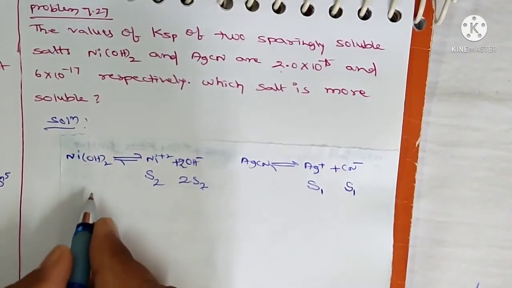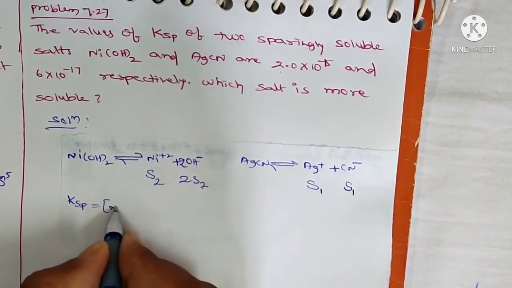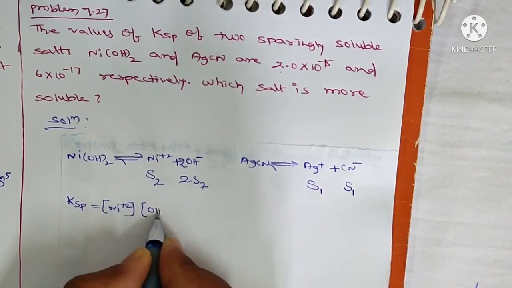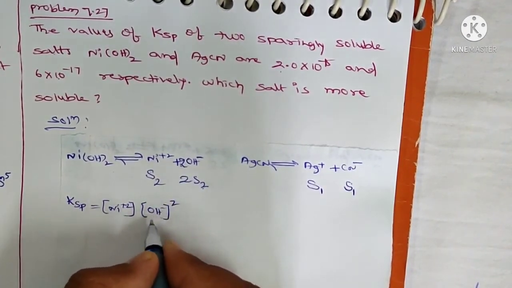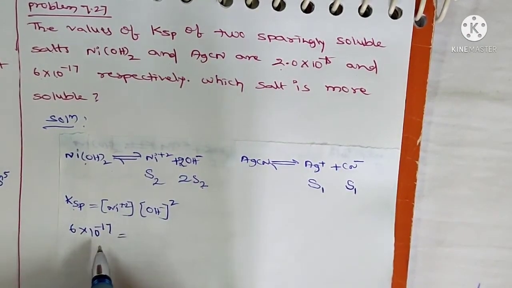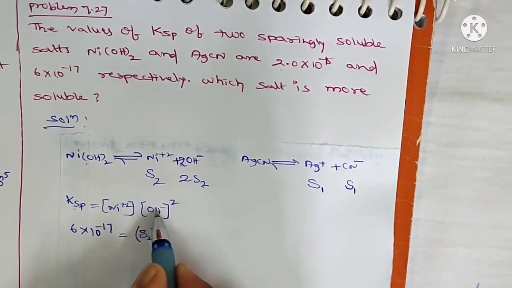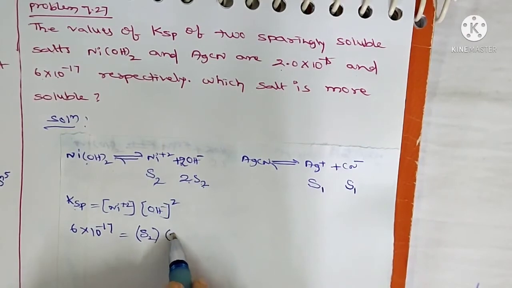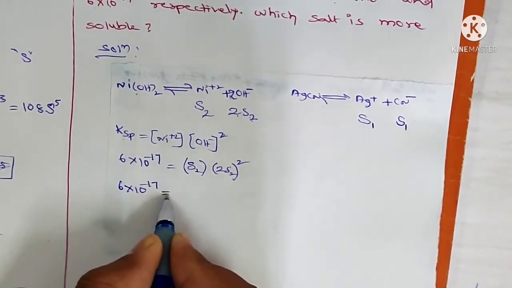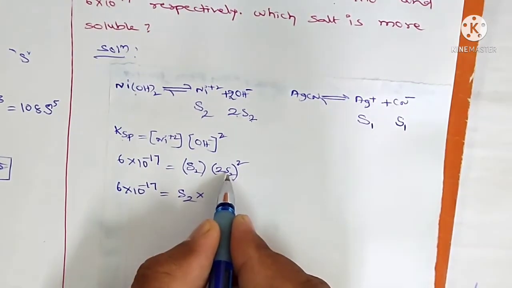And the solubility product of nickel hydroxide, KSP, is equal to the concentration of Ni2+ and the concentration of OH minus to the power 2. The KSP value given for this salt is 6 into 10 to the power of minus 17, equal to the molar solubility of Ni2+, S2, and the molar solubility of OH minus, 2S2, all to the power of 2. So here 6 into 10 to the power of minus 17 is equal to S2 into 2 power 2, means 4, and S2 power 2.